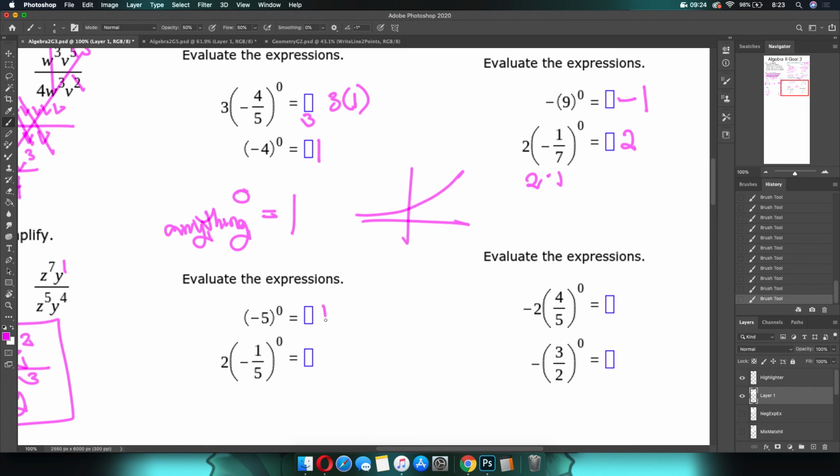Negative 5 to the 0 power, 1. Negative 1/5 to the 0 power, 1 times 2, which is just 2. Let's see here. Anything to the 0 power, that's 1 times negative 2, so our answer is negative 2. And then 3/2 to the 0 power is 1, and then we slap a negative in front, and then there is our answer.